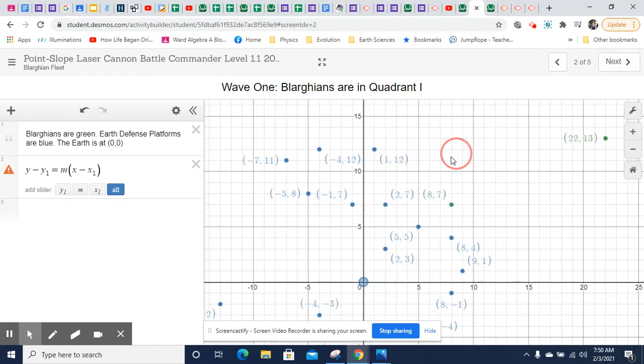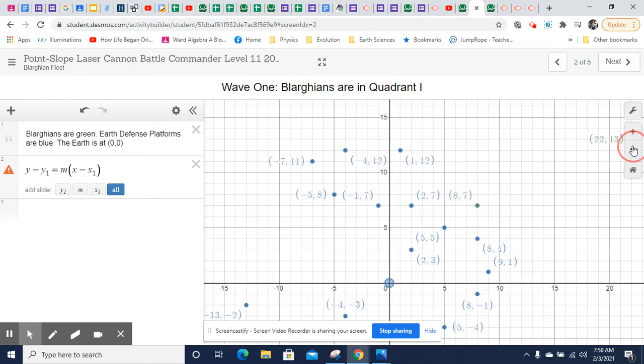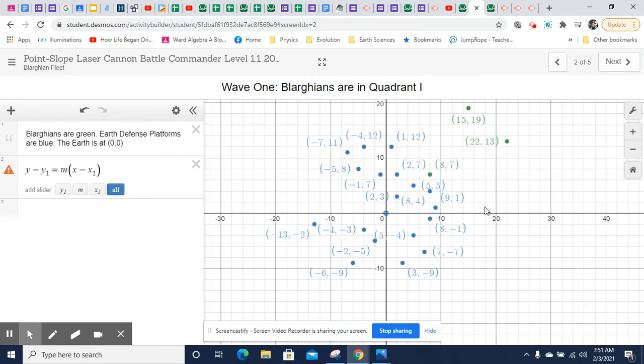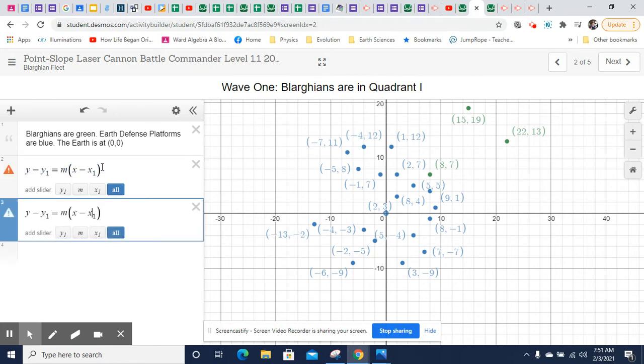So you've got Earth ships and some Blargian ships, and I labeled them all. I know it's a little busy to look at, but I labeled them so it'd be easy for you to figure out what you're shooting from. So let's say you want to shoot this point at 22, 13 from this one at 2, 3. I find it useful to have this equation just right here, so I can just copy paste it.